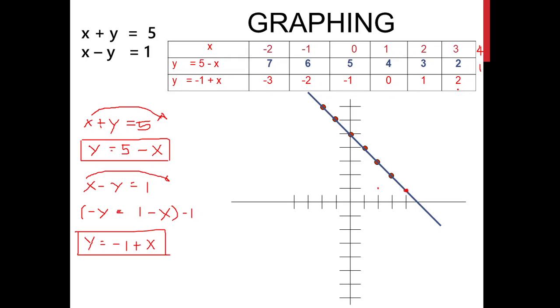So let's try to plot this one. Our next pair would be negative 2 and negative 3. So it's somewhere here. Next, you have negative 1, negative 2. So it's here. Next, 0, negative 1. So it's here. Next, when x is 1, y is equal to 0. So it's along the line.